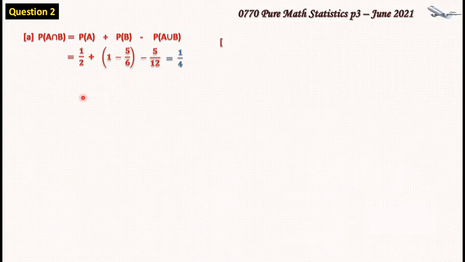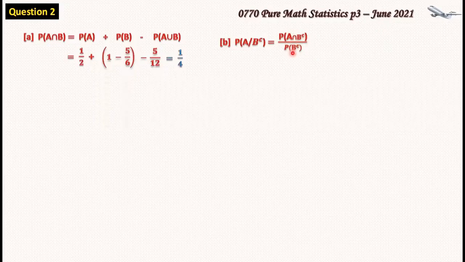The B part of the question wants us to find the probability of A given B complement. So the probability of A given B complement is equal to the probability of A intersection B complement, all that on the probability of B complement. So that's what we have. So equally, we know that the probability of A intersection B complement is the same as the probability of A minus the probability of A intersection B.